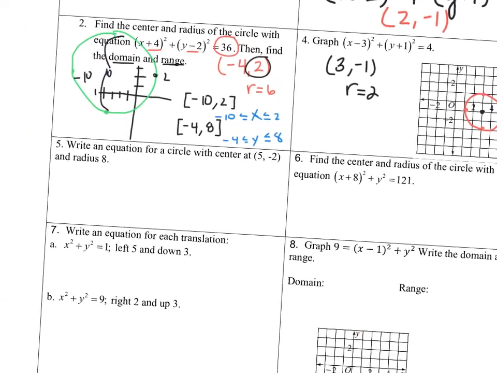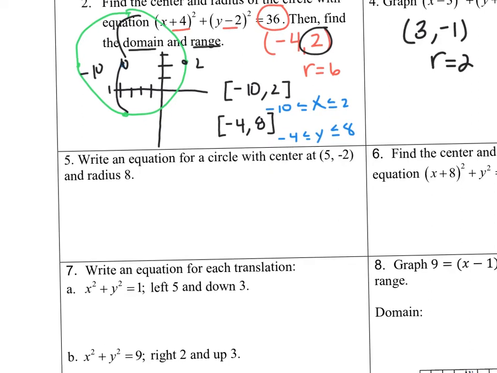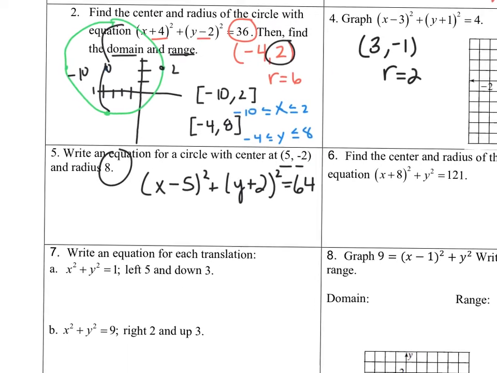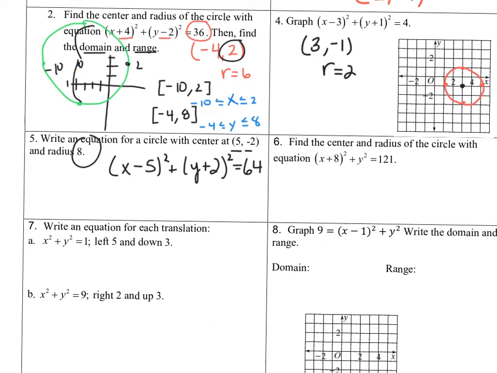Number 5, write an equation for the circle with the center at (5, -2) and radius 8. It's going to be (x - 5)^2 + (y + 2)^2 = 8 squared, which is 64. And then number 6, find the center and the radius of that circle. The center is at (-8, 0), because the y is not changing, and the radius is the square root of 121, which is 11.